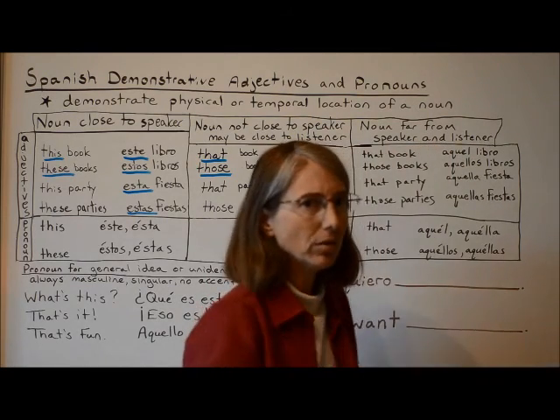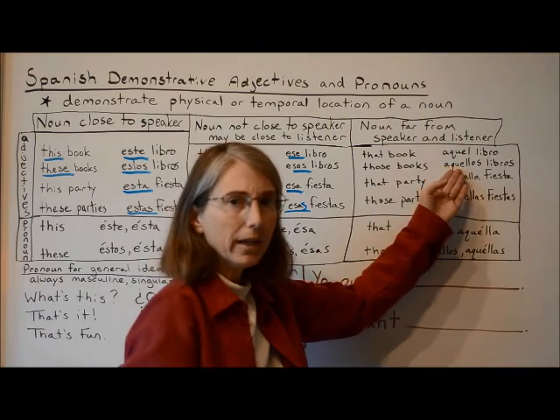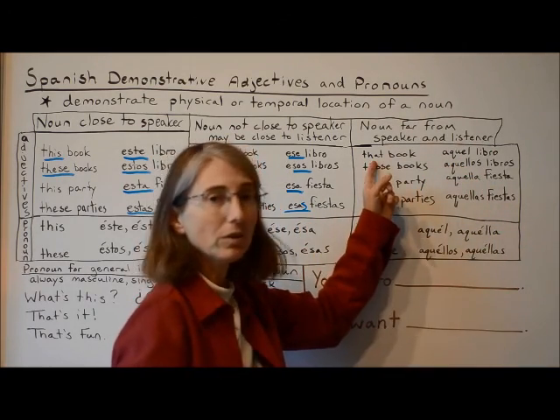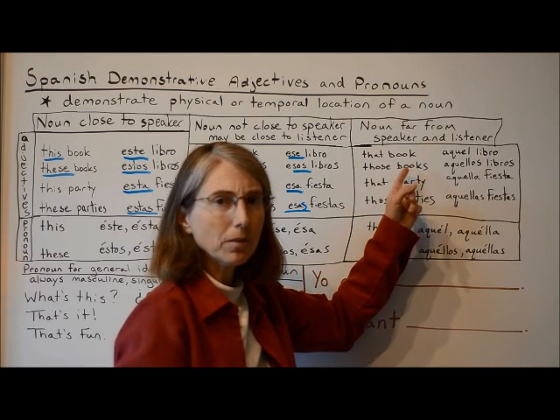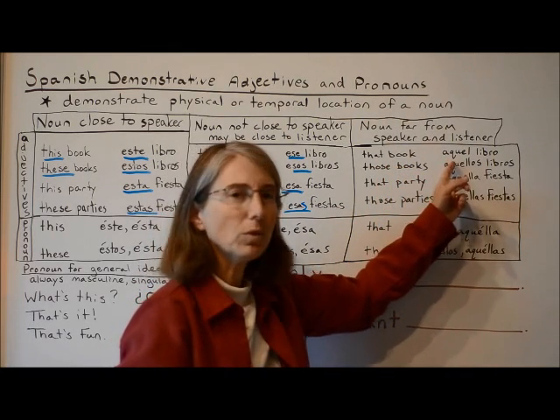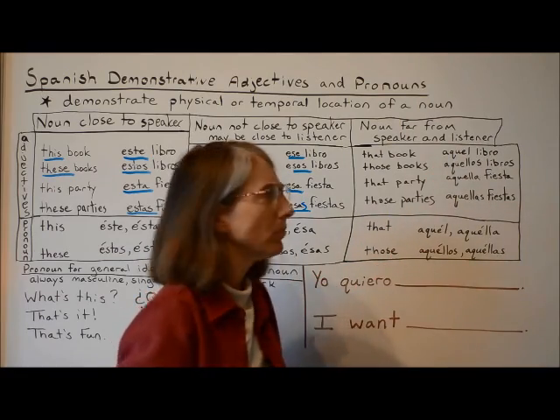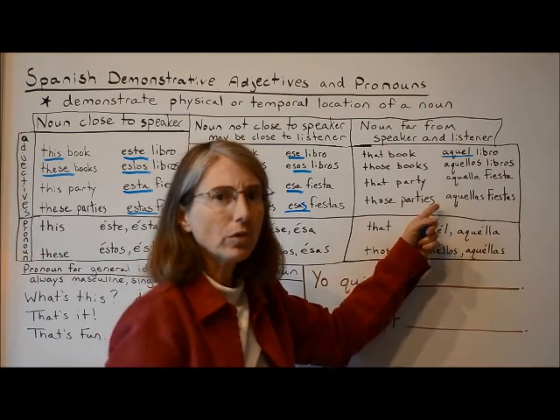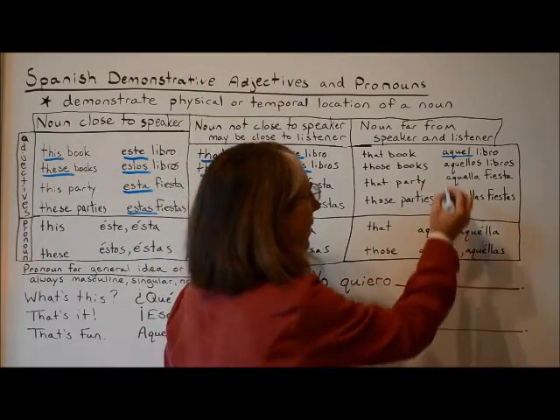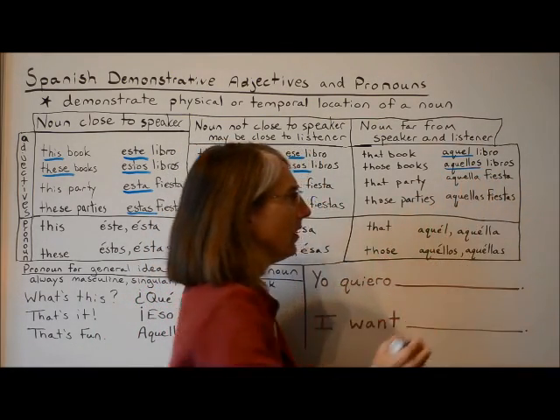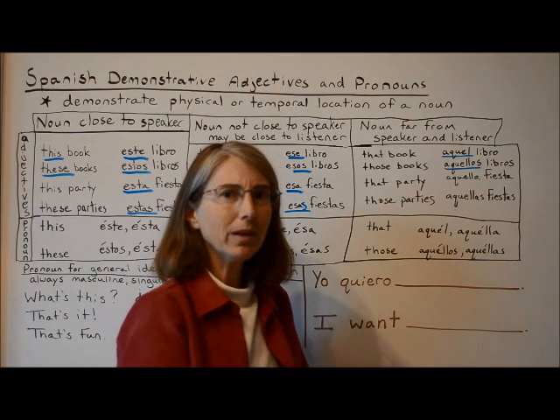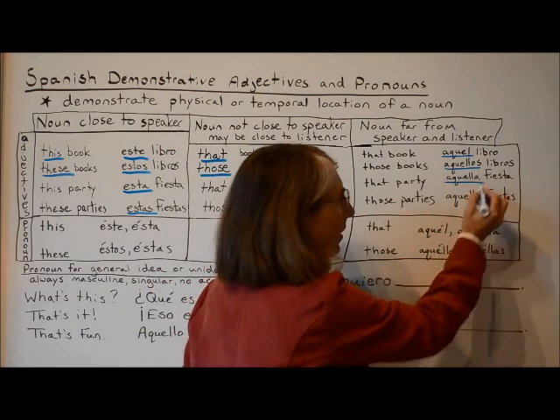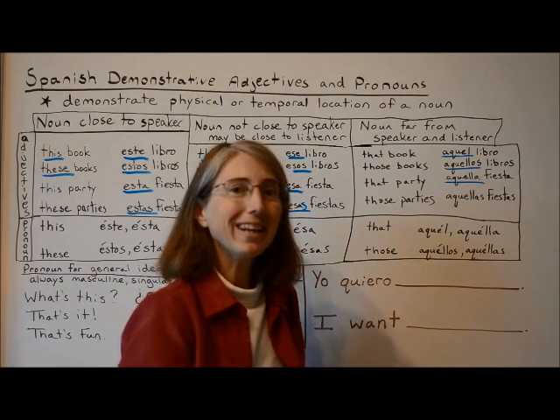And these adjectives are aquel. Aquel libro would be that book over there. We would just say that book in English, or that book over there. In Spanish, you wouldn't need the over there. You just say aquel libro. Those books, aquellos libros. That party, maybe it's a party that happened a long time ago. Aquella fiesta. Those parties, aquellas fiestas.